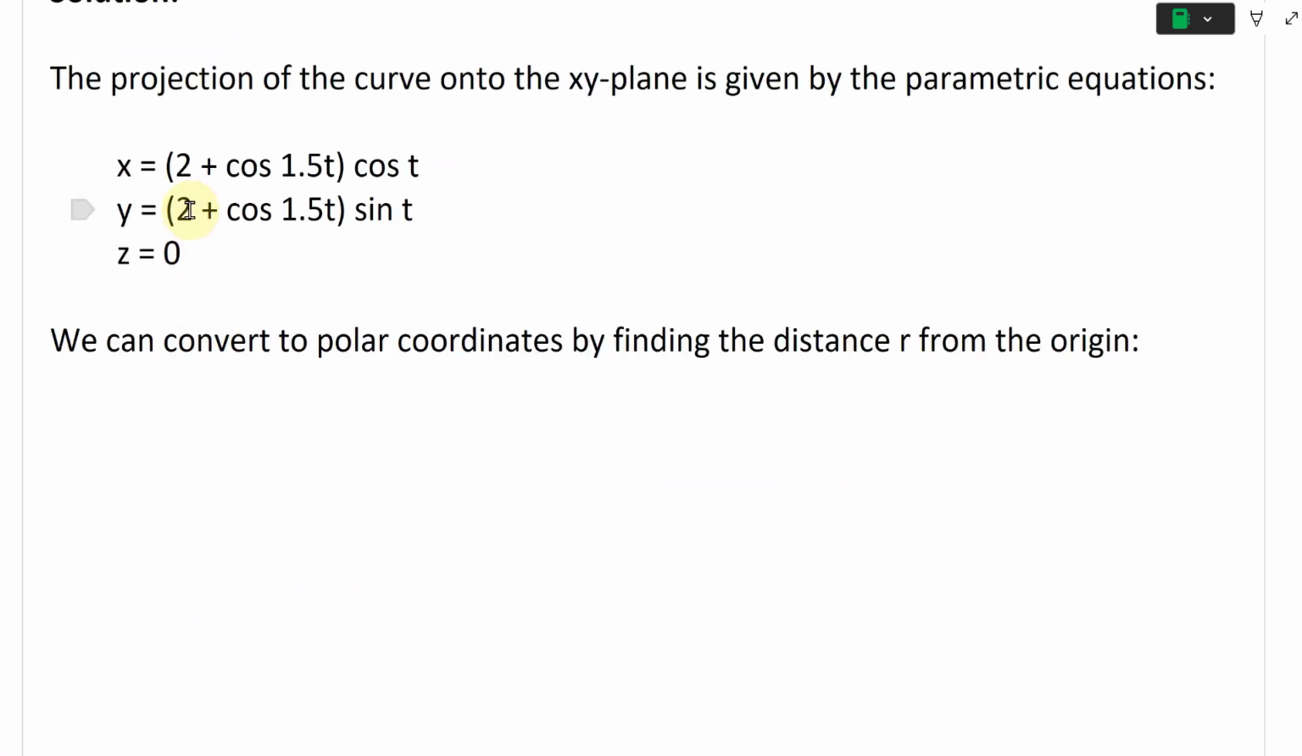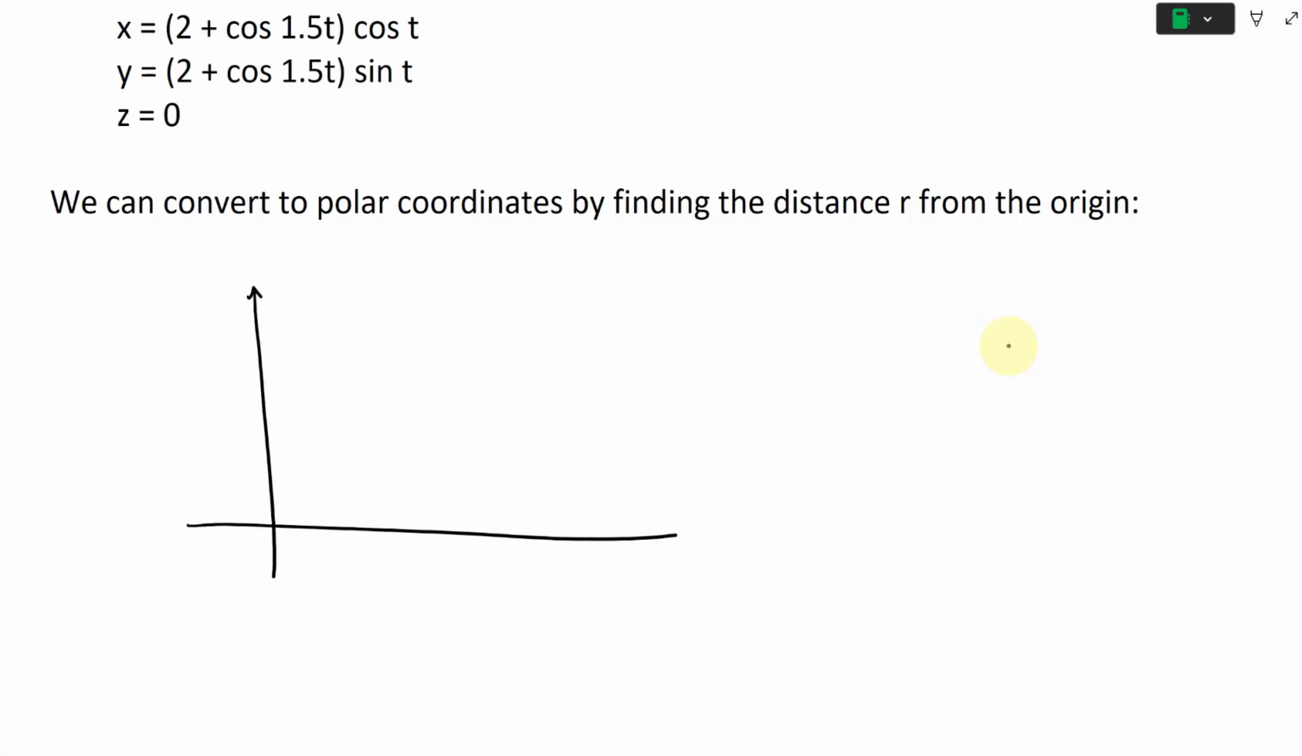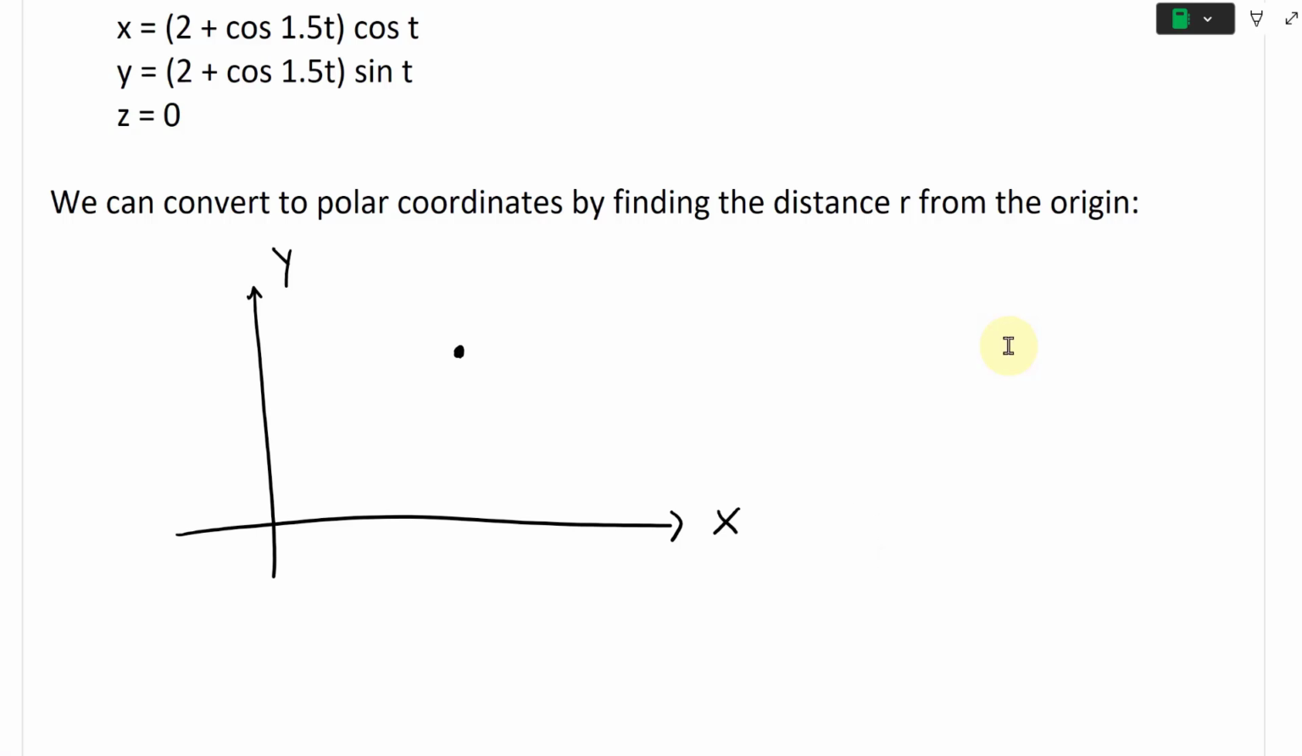Alright, and now we can convert these parametric equations right here to polar coordinates by finding the distance from the origin. If we recall from my earlier video, polar coordinates are pretty straightforward. So I'll draw this xy axis, just in 2D, like this. This is the x, this is the y right here, and then to get polar coordinates, if we have a point right here, we just convert it. Yeah, just fix that up.